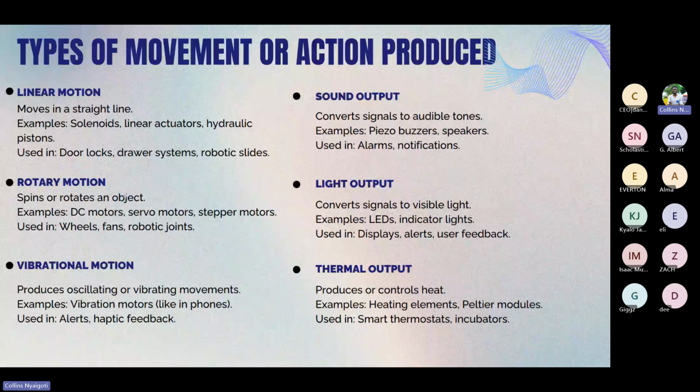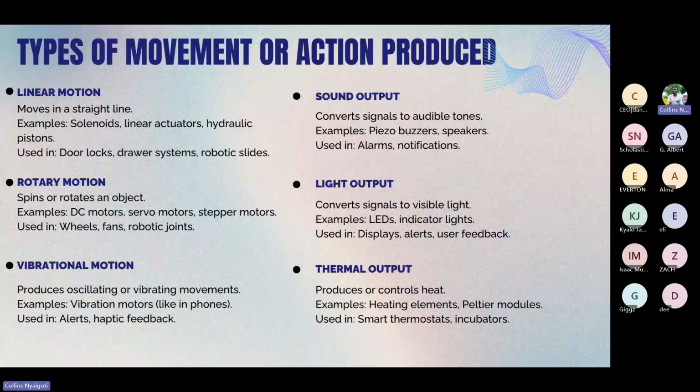Thermal output: these are actuators that convert signals to produce heat. Examples are heating elements and Peltier modules. They're used in smart thermostats and incubators, for maybe chicks, because incubators keep track of the temperature, which has to be maintained within a certain range.